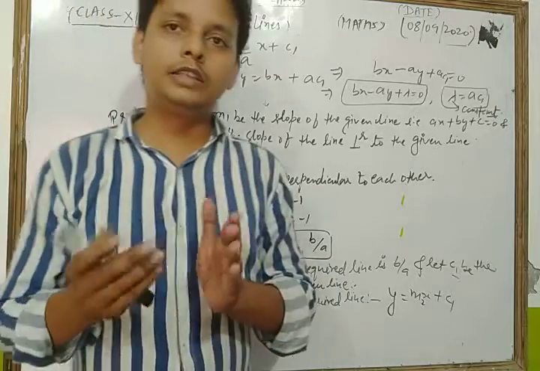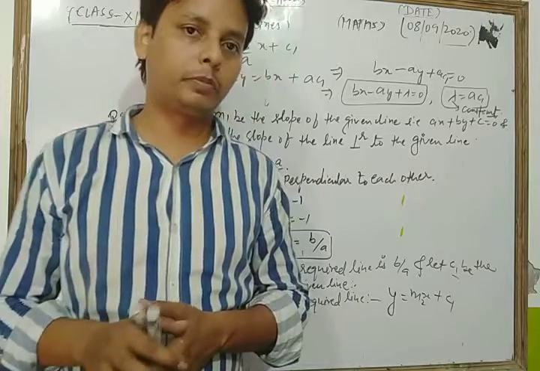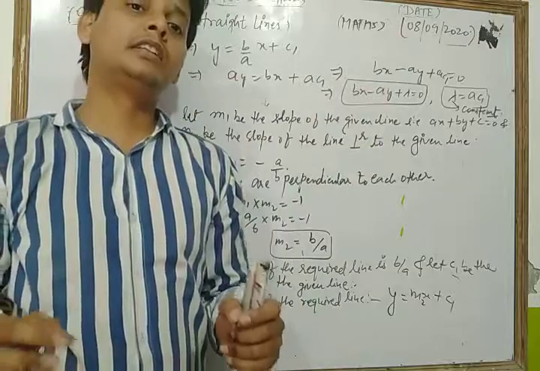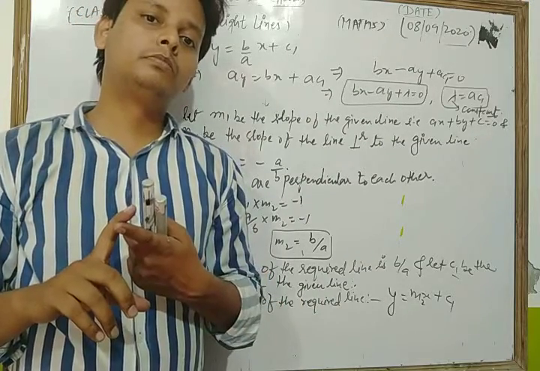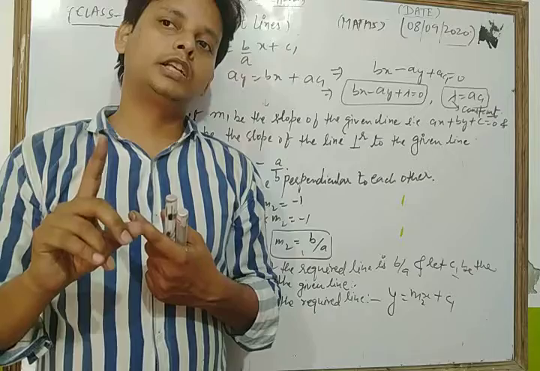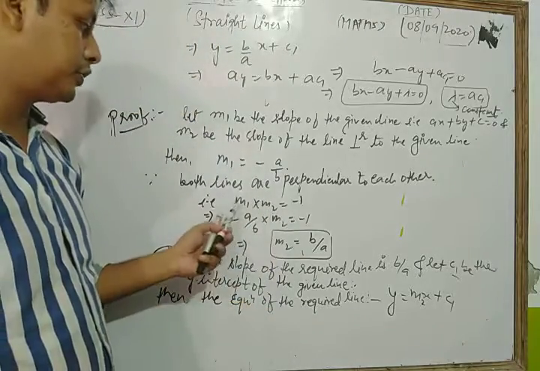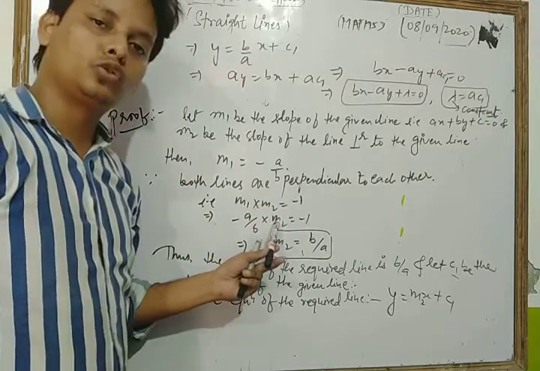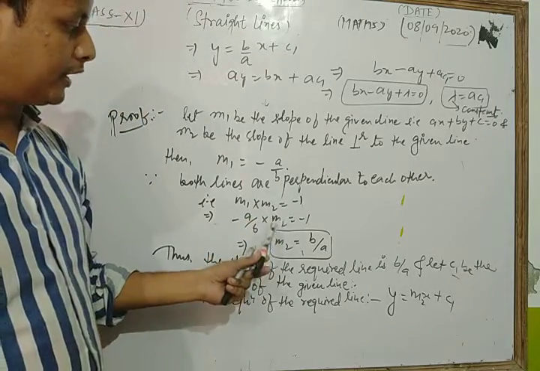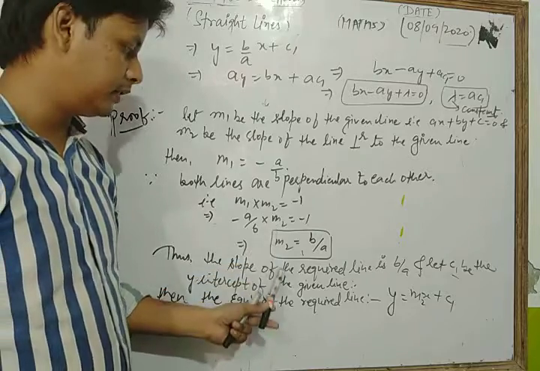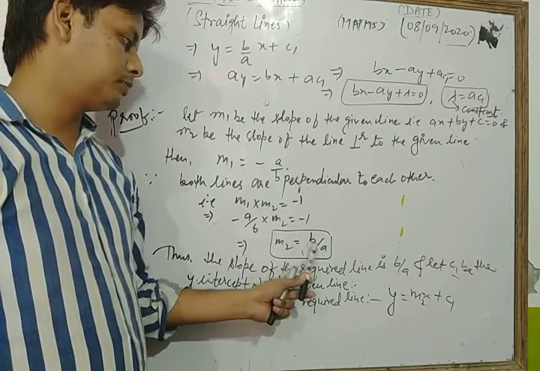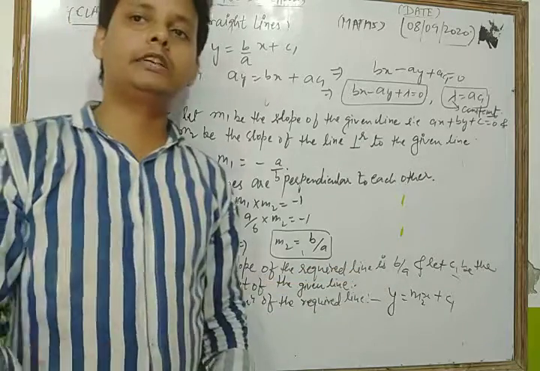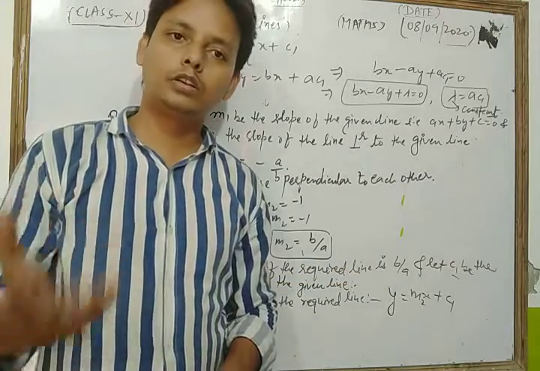Dear students, in previous classes we already discussed that if two lines are perpendicular to each other, then the product of their slopes is equal to minus 1. So here we apply that condition. m1 is minus a upon b, and m2 is the slope of the required line. We find the value of m2 is b upon a. So the slope of the required line is b by a, and let c1 be the y-intercept of the required line.